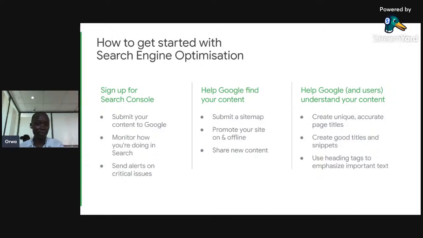Another step that you need to do is help Google and users understand your content. So you need to create unique and accurate page titles. If the page is about us, and when I come to about us, I find products, I'll run away. It is not communicating what is available on the page, and that will result in a higher bounce rate.